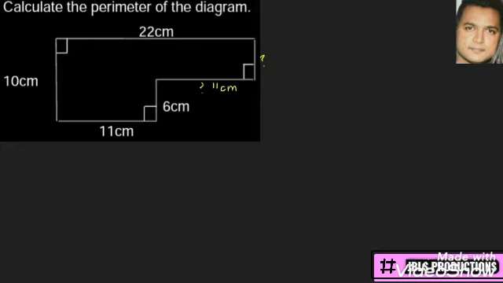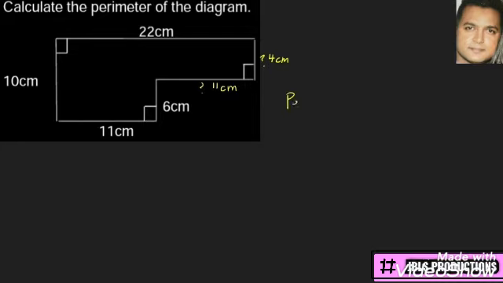Okay, then looking at the vertical sides, we see there's 10 centimeter, which is the total length, but there's 6 centimeter as well, and the total of the 6 and the 4 centimeter will give me my 10 centimeter. Now that we have all the measurements, all we need to do is add the sides.